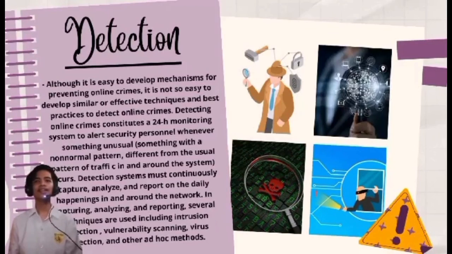Detection. Although it is easy to develop mechanisms for preventing online crimes, it is not so easy to develop similarly effective techniques and best practices to detect online crimes. Detecting online crimes requires a 24-hour monitoring system to alert security personnel whenever something unusual occurs, a non-normal pattern different from the usual patterns of traffic in and around the system.